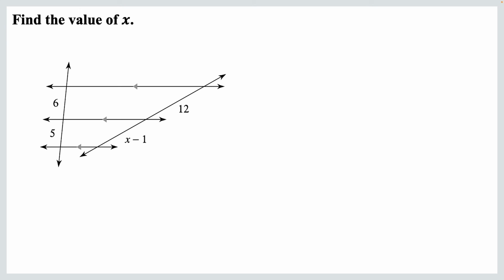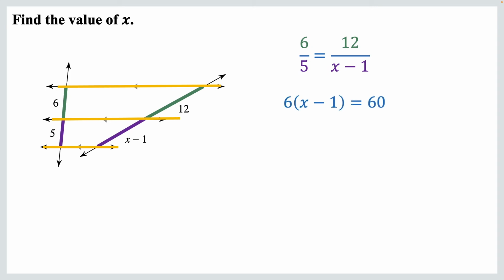All right, so check your work with what I've done here. We've got our parallel lines, and that shows us proportional parts. So I set up 6 over 5 equals 12 over x minus 1. Cross multiply. Put that 6 through the parentheses. We get 6x minus 6 equals 60. Add 6 to both sides. 6x equals 66. And divide by 6 to get x equals 11.